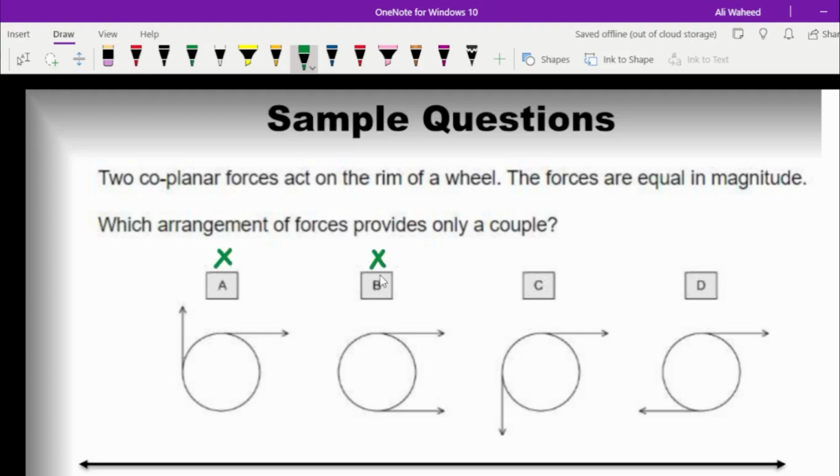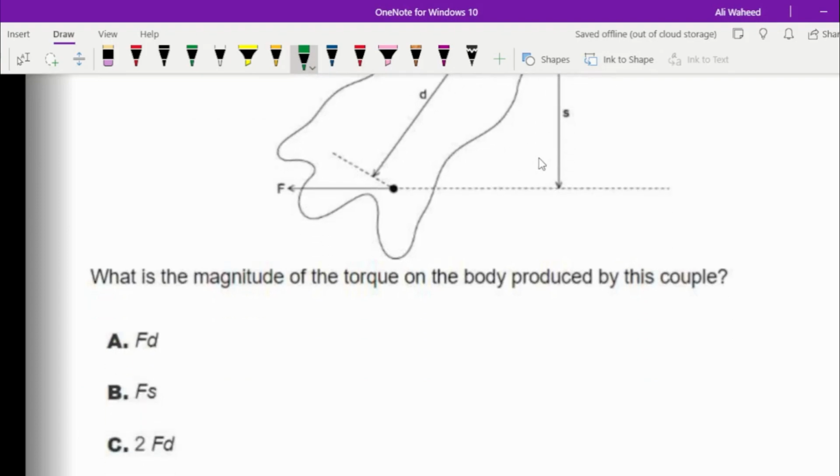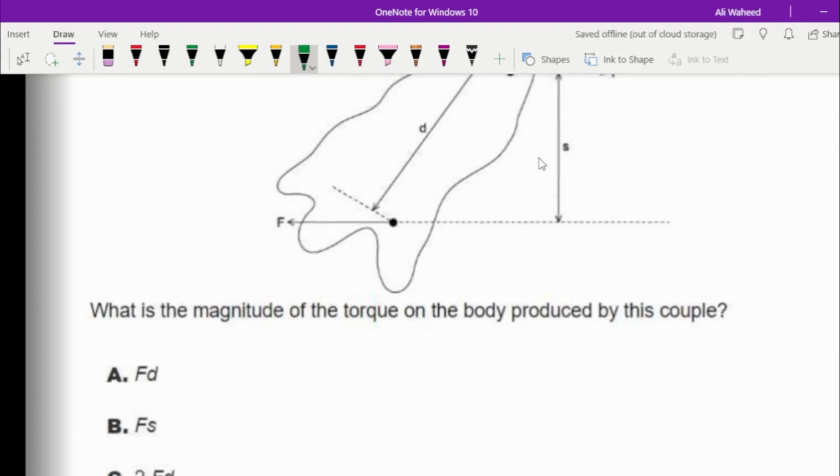Option B, both the forces are towards right side, they cannot form a couple. Option C, the forces are perpendicular, they cannot form a couple. It is only the option D in which the forces are in opposite direction. Here we have another one. 2 parallel forces, each of magnitude F, act on the body as shown. What is the magnitude of torque produced by this couple?